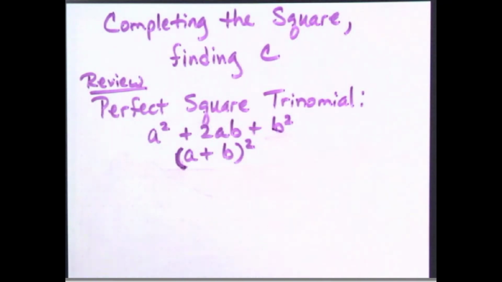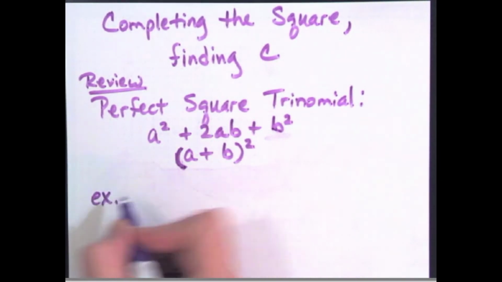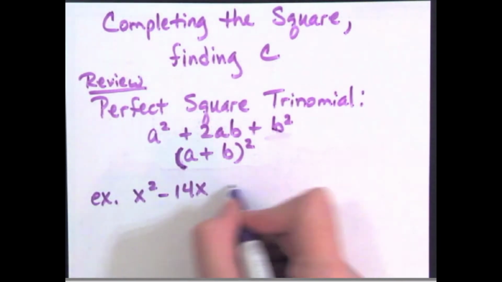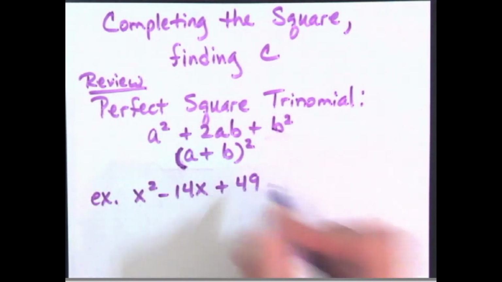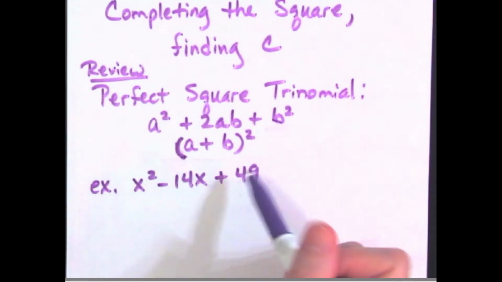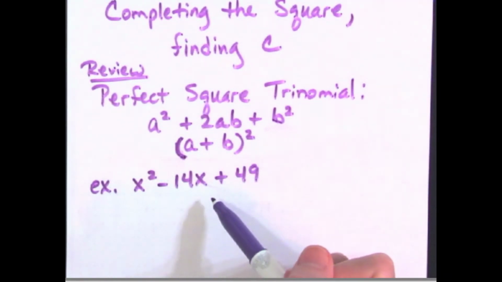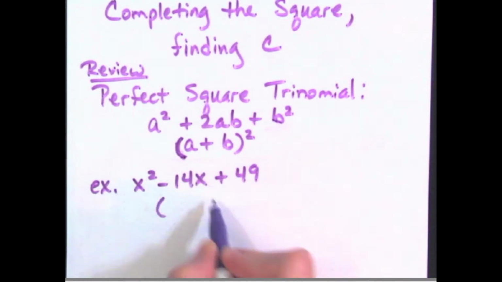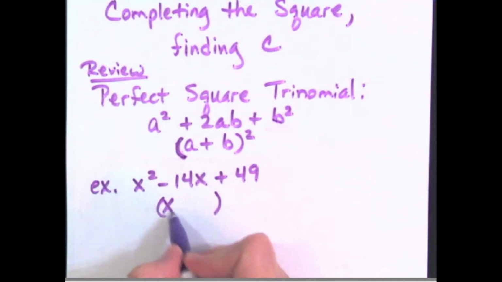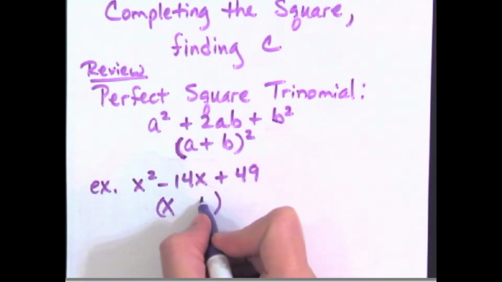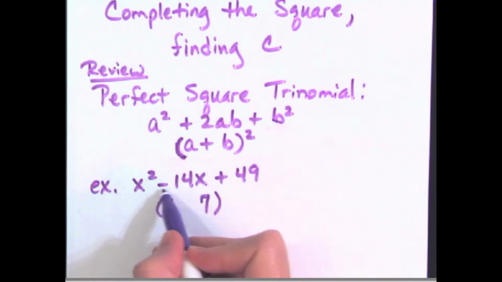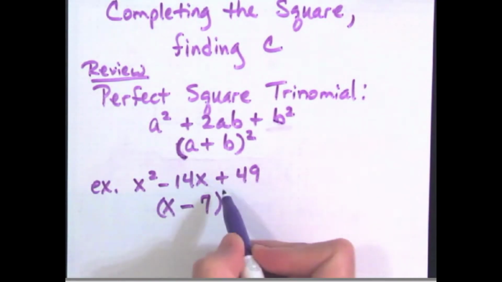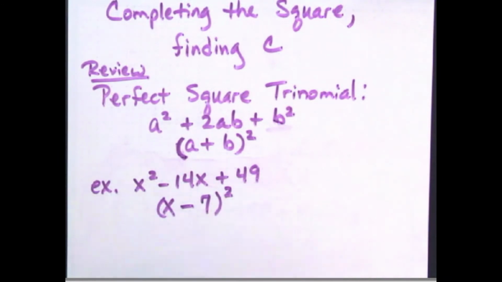So let's take a look at an example of a perfect square trinomial. Let's say we have x squared minus 14x plus 49. Okay. Well, I'm telling you it's a perfect square trinomial, so because of that, we'll go ahead and try to factor it. We'll take the square root of x squared, that's x. The square root of 49 is 7. And you always take the sign of the middle term, whatever the middle term is. And then it's supposed to be quantity squared.